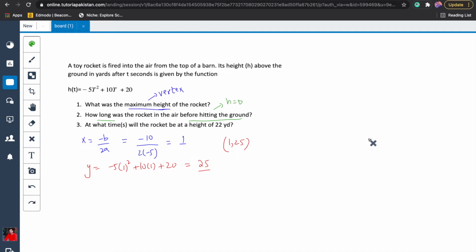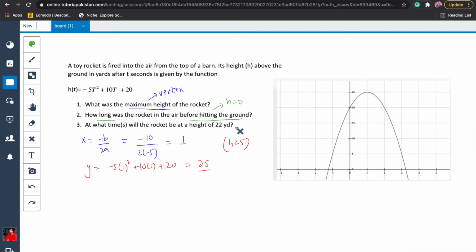I have drawn the graph. Let's have a look at this. This is basically how the graph looks. And see, this has a vertex at (1, 25). We have already calculated this. And you know, it's an n-shaped graph because a is negative. And the y-intercept is this. So everything is there in front of you. Now we need to calculate this value.